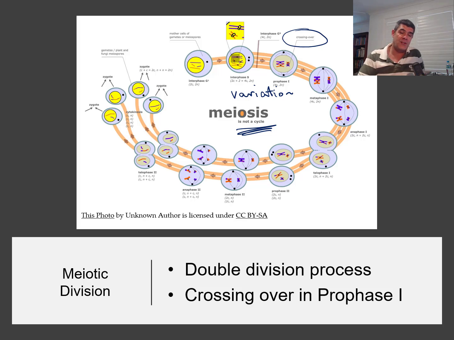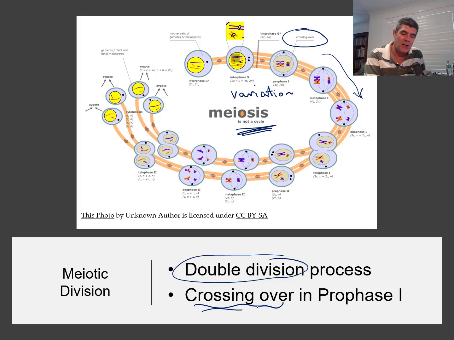But you can see as we go through this cycle, everything starts similarly to a mitotic division, but then the separation happens and we go through a second division without the replication that we had before. So the important things about meiotic divisions are that we have a double division process, but only one replication stage, and we have this very important addition of crossing over.